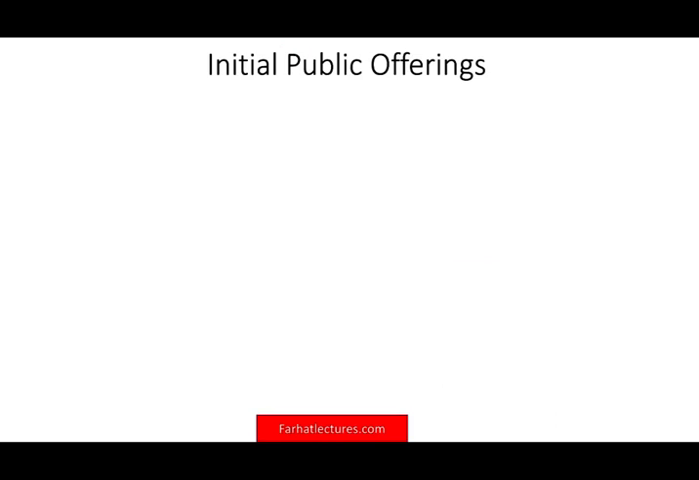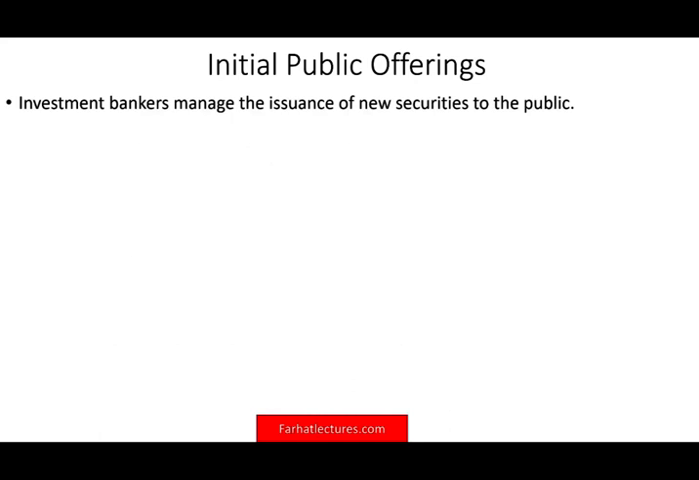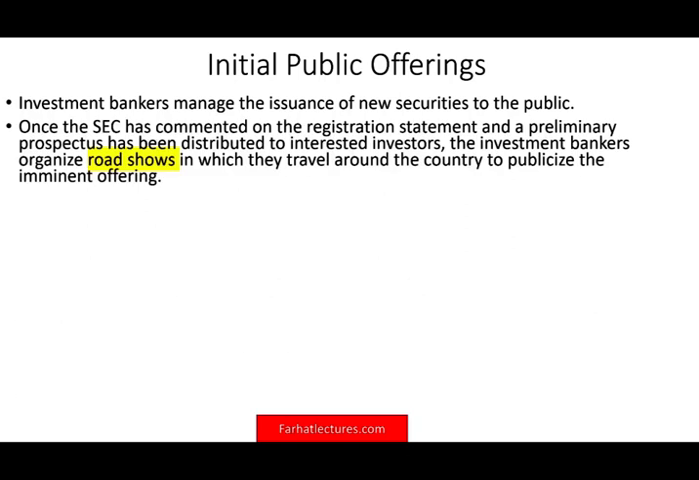Let's go back and talk about the IPO, initial public offering. Basically, the investment banker manages the issue of the new securities to the public. As we said, think of JP Morgan. Once the SEC has commented on the registration statement and a preliminary prospectus, which we talked about, is distributed to the interested investors, the investment bankers organize a roadshow in which they travel around the country to publicize the imminent offering. Now, they don't have to do this anymore. They could do it online.